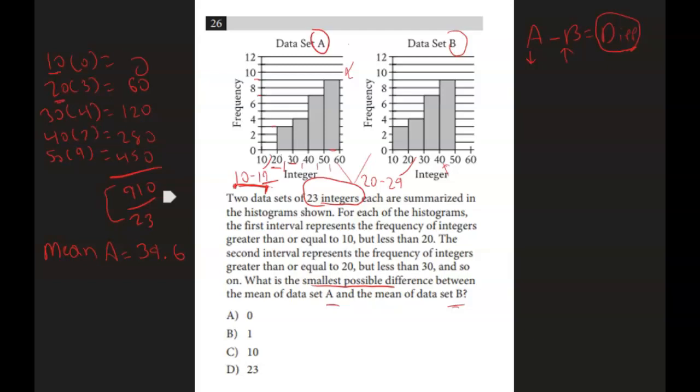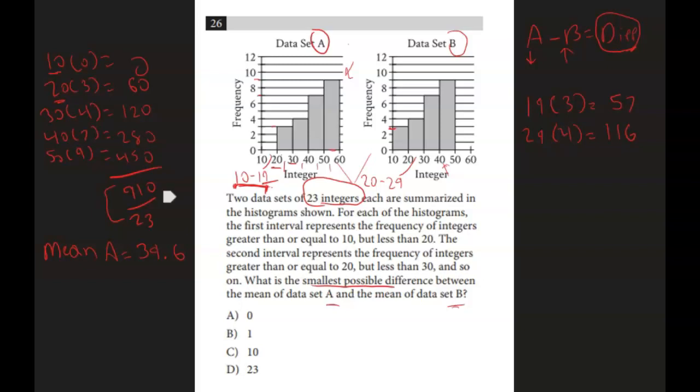So let's calculate the same for B, but instead of using the lowest numbers like 10 and 20, we're going to use the highest numbers like 19 or 29. And that's how we're going to skew the data. So it looks like there are 3 slots here for 19. So 19 times 3, that's going to be 57. And then for 29, it looks like there's 4. So that's going to equal 116.